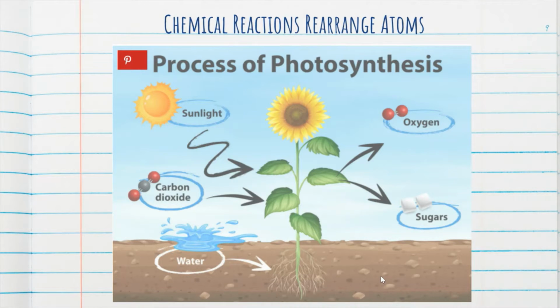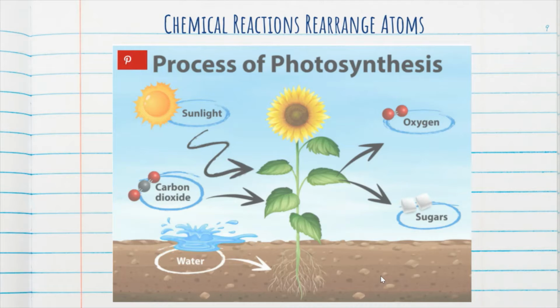So the amount of atoms on the reactant side has to equal the same amount of those same kind of atoms on the product side. I know it sounds a little confusing, but I'll clarify that right now. So an example of a chemical reaction is photosynthesis. And here you just see visuals, right? Like a visual example of that.